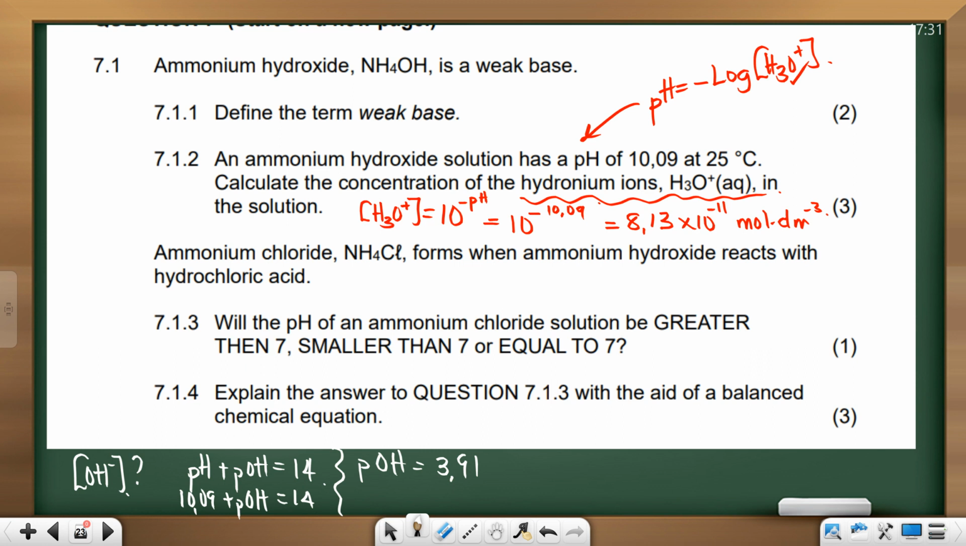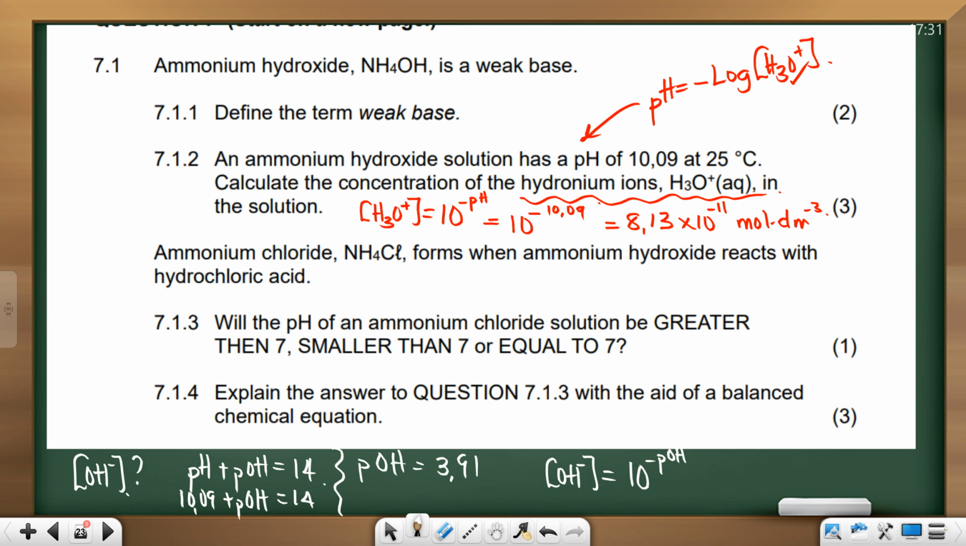So what do I know? Oh, concentration. Check this. If it makes sense to you: 10 to the power negative what? pOH. Do you see the same formula? Make sense?